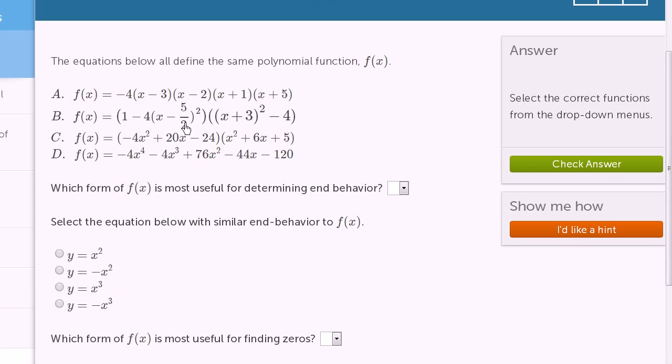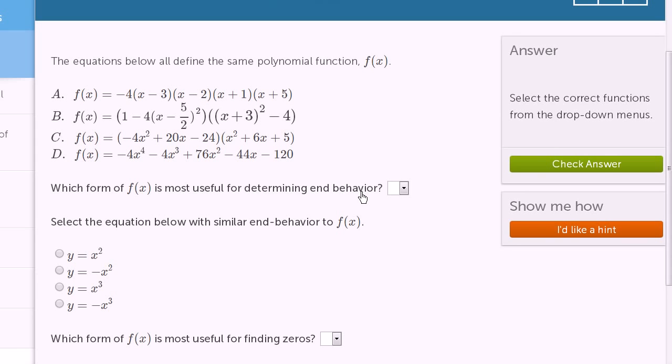Then here, it looks like they factored it once, and then they factored into two quadratics, and then they completed the square for each of those quadratics. And then here, this is just factoring it into two quadratic expressions. And then here, this is fully expanded out, multiplied out as a polynomial. Which form of f of x is most useful for determining end behavior?